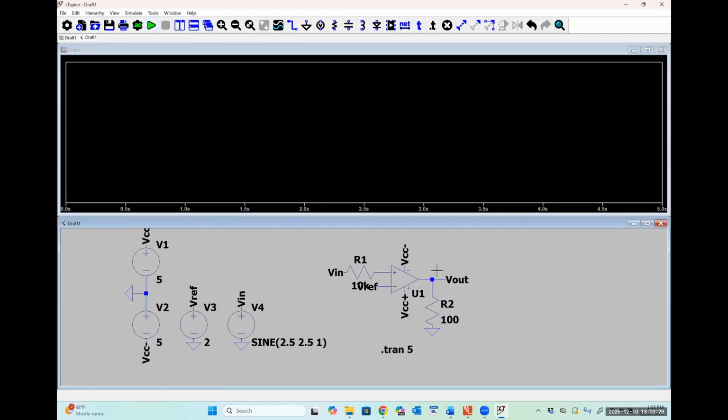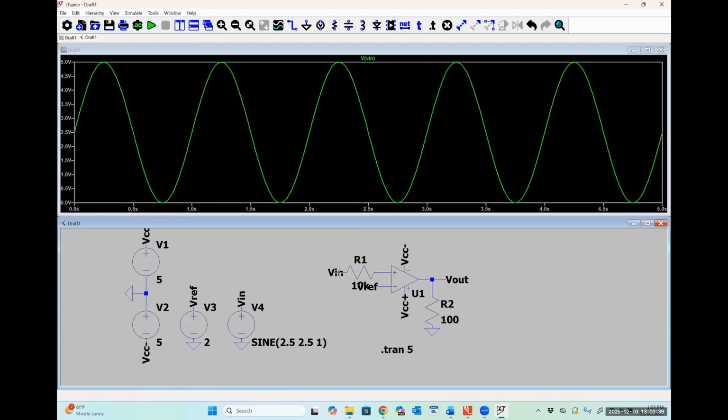And I'm going to look at my input voltage. So I could click either at this node to get my input voltage or at this node. It's going to be the same thing. So I have my voltage that's ranging from 0 to plus 5 volts and back, right? And now I'm going to look at my output. And what I should expect to see, based on the analysis that we did, is whenever my input voltage is above 2 volts, my output voltage should be 5 volts. And whenever my input voltage is below 2 volts, my output voltage should be negative 5 volts.